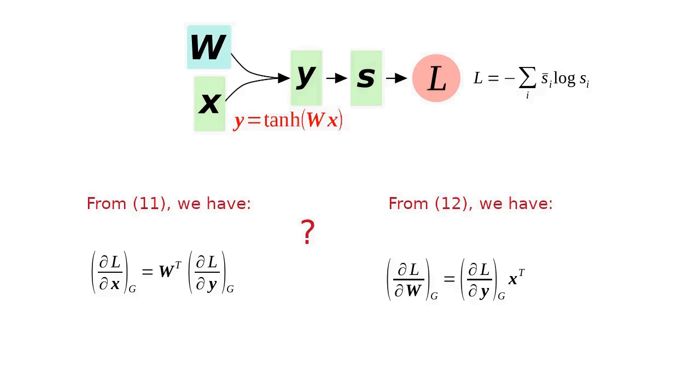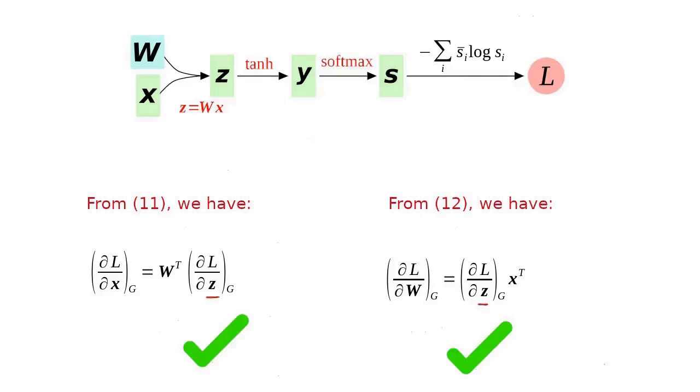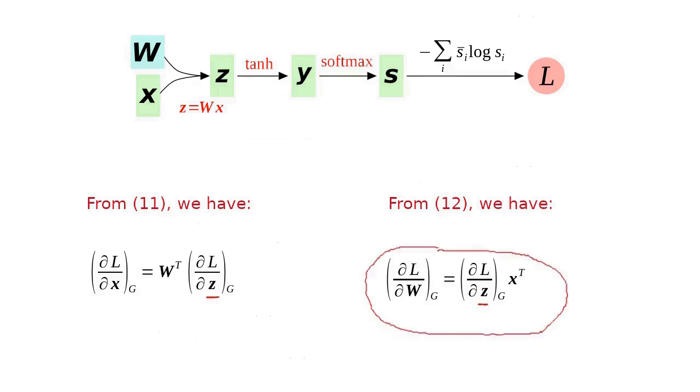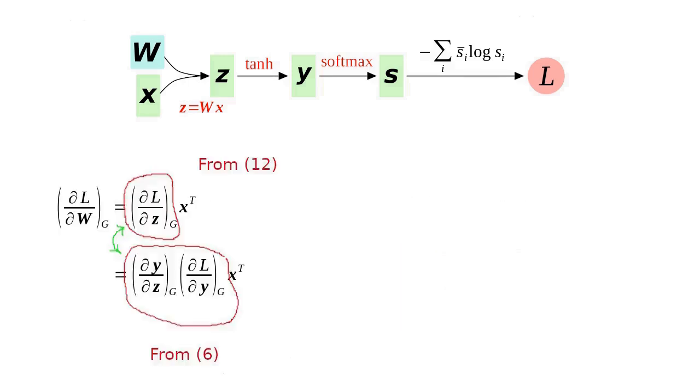It is important to exercise caution when using these formulas. For example, if vector y is not the result of matrix W multiplied by vector x, formulas 11 and 12 cannot be applied. Let's calculate the derivative of the loss with respect to matrix W. You can pause the video to verify our derivation.